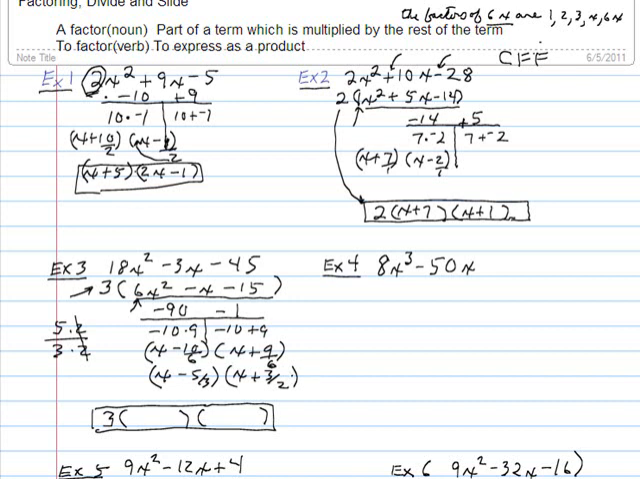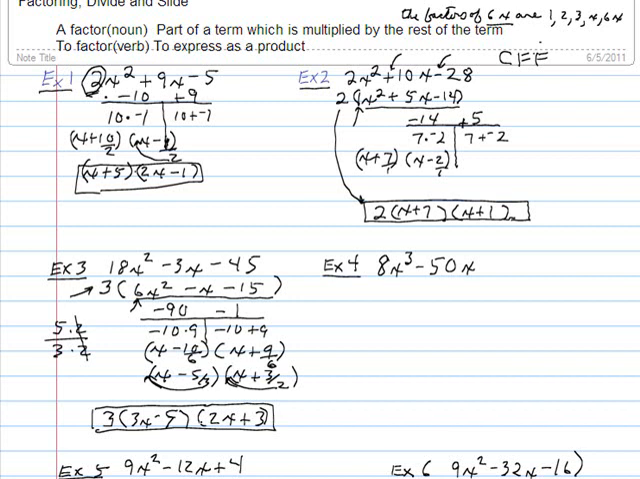Now it's time to slide. I take my bottom number and slide it to the front, bottom number and slide it to the front. So I get 3x minus 5, 2x plus 3, and the problem is factored. Better make a neater 5 than that.